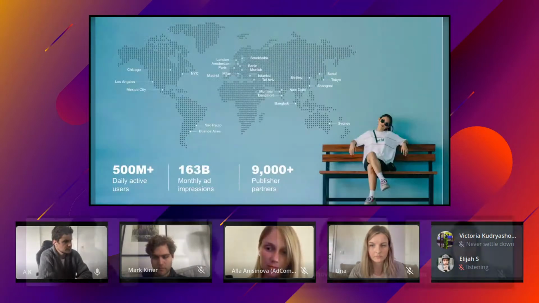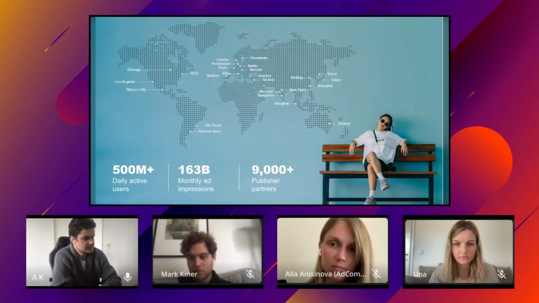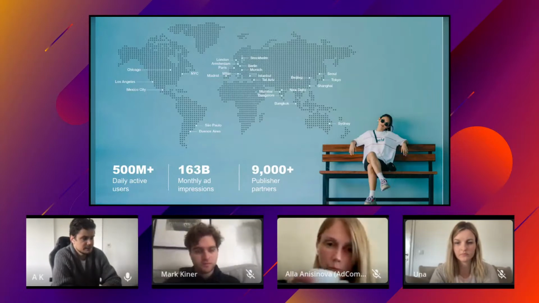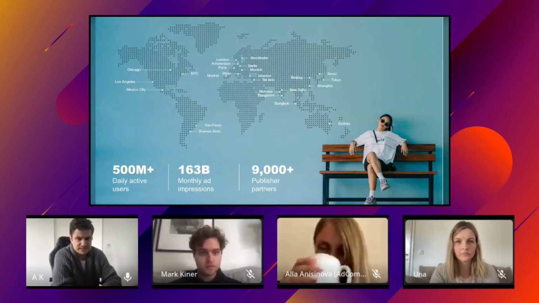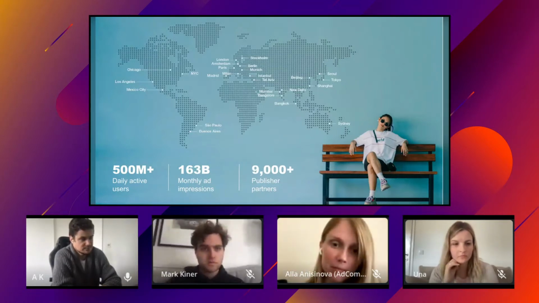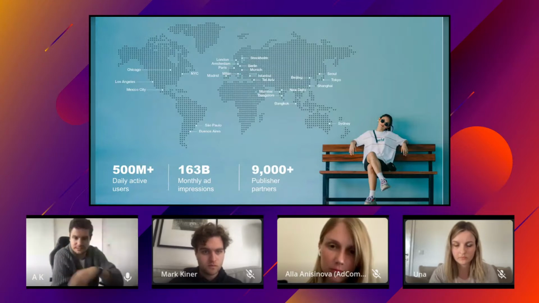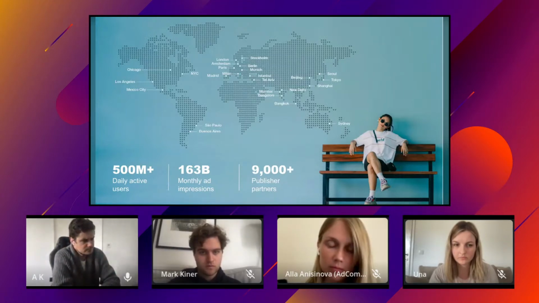When I say largest, what I mean is that we reach 500 million daily active internet users, so 500 million people on a daily basis, which results in more than 160 billion monthly ad impressions. It's important to understand we're not talking about just some impressions, we're talking about viewed impressions, those that are actually on screen for a certain amount of time, which means the ad is actually visible. So not every single ad that loads on your page every time you open this page.